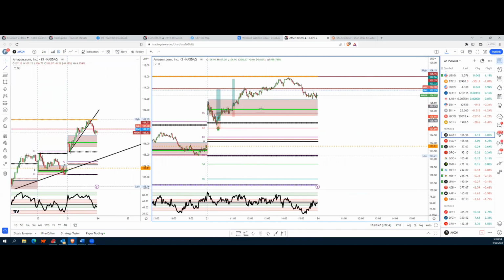And the nice thing also about this, you see right here, 1, 1, 2 right there. So we held that trend line all the way up there.